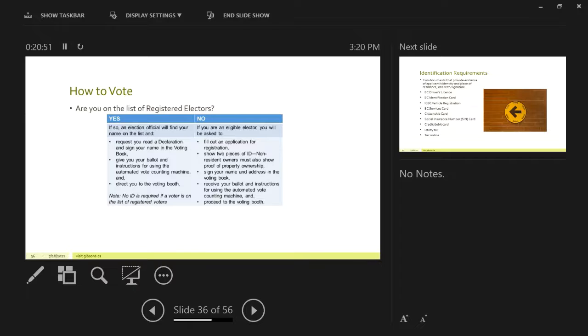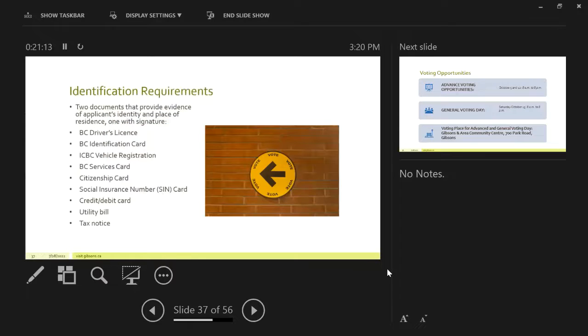If you're not on the list, you need to fill out an application for registration and show 2 pieces of ID, sign your name and address in the voting book, receive your ballot and instructions for the automated vote counting machine, and proceed to the voting booth. And here are some examples of identification that is accepted. Pretty standard stuff.